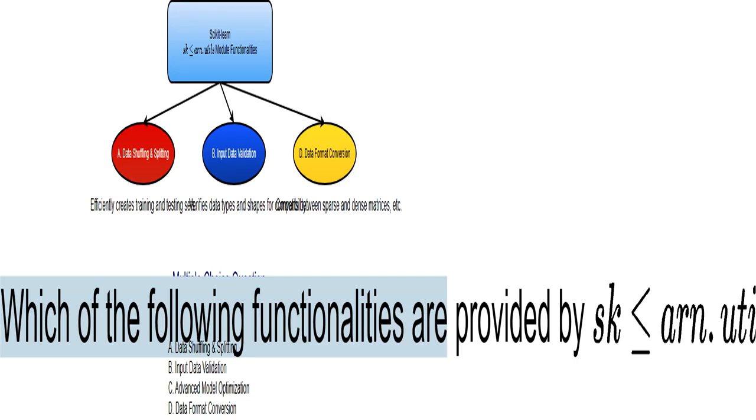This option refers to the ability of Sklearn utils to shuffle and split data. This is a crucial step in machine learning where the dataset is randomly divided into training and testing sets to evaluate model performance. Think of it like dealing cards for a game. You need to shuffle them, randomize data, and then split them into hands, training, testing sets. Is this functionality within Sklearn utils or not?